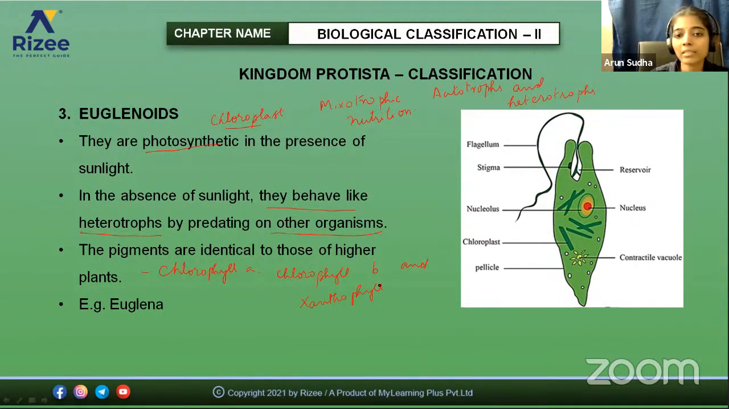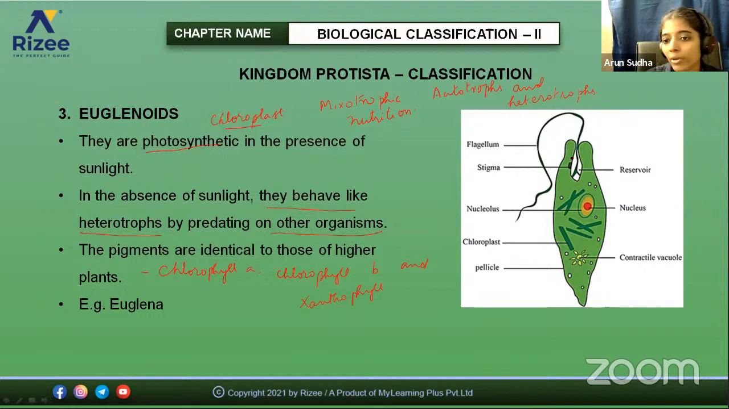And this is the structure of Euglena. Here you can see the pellicle. The outer layer is the pellicle. This is an elastic structure, so they don't have any rigid cell wall. They have the chloroplast and the nucleus and nucleolus because they are eukaryotes. They have a well-defined nucleus and nucleolus, and a structure called the stigma, or eye spot. This is responsible for light perception. And there are flagella, two types: the longer one and the shorter one.